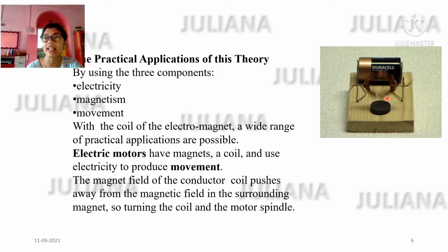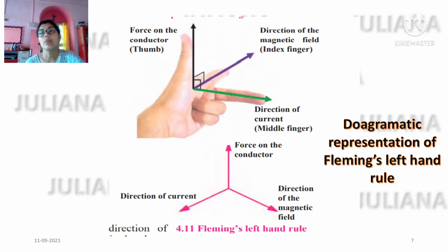Basically, it is the magnetic field of the coil which is causing the coil to move in presence of another magnet and its magnetic field. So the magnetic field of the conductor coil pushes away from the magnetic field in the surrounding magnet, thus turning the coil like a spindle. Once again, you can see this is a diagrammatic representation which is given in the books. Upwards force on the conductor, sideways direction of the magnetic field, and the other perpendicular finger, the middle finger, shows you the direction of electric current.